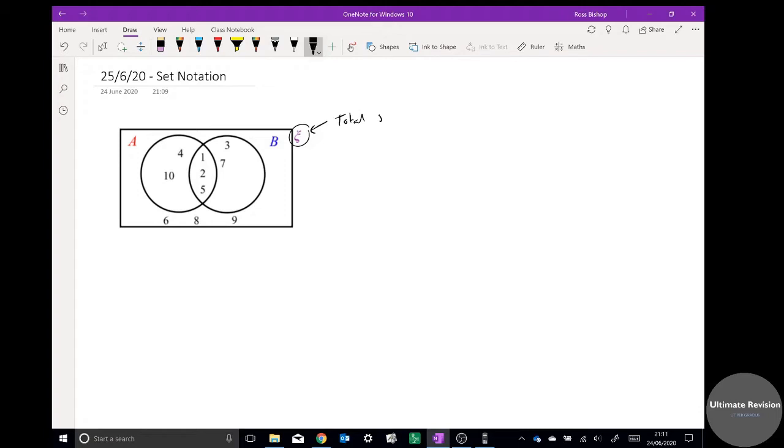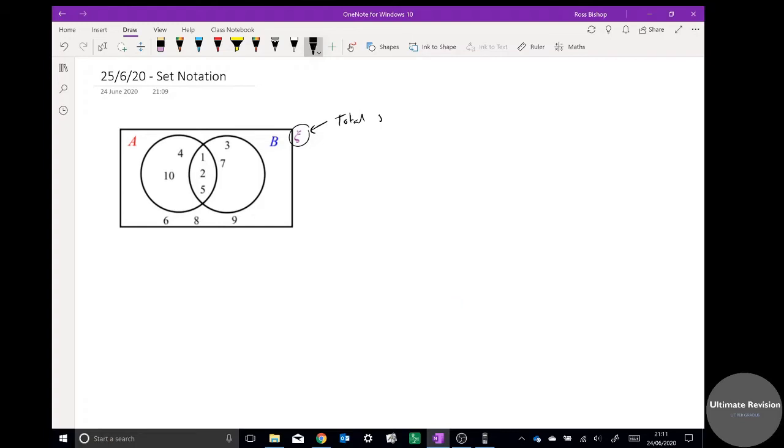So list all the elements in A ∩ B. It's not an N, it doesn't have a tail, it's like an upside down U. This means intersection, so this means A and B. So it's got to be in both A and B. And the items that are in A and B are, well, just these three. That's where the overlap is. So it's going to be 1, 2, and 5.